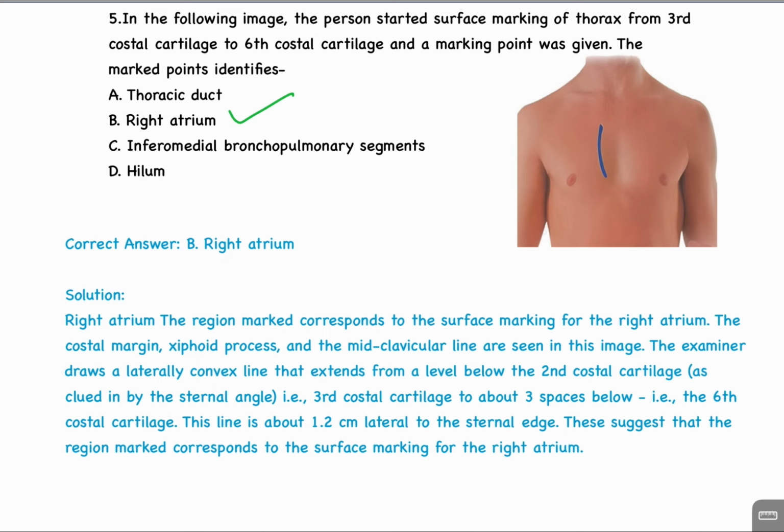The region marked corresponds to the surface marking for the right atrium. The costal margin, xiphoid process, and the mid-clavicular line are seen in this image. The examiner draws a laterally convex line that extends from a level below the second costal cartilage, as clued by the sternal angle, that is third costal cartilage, to about 3 spaces below, that is the sixth costal cartilage. This lies about 1.2 cm lateral to the sternal edge. These suggest that the region marked corresponds to the surface marking for the right atrium.